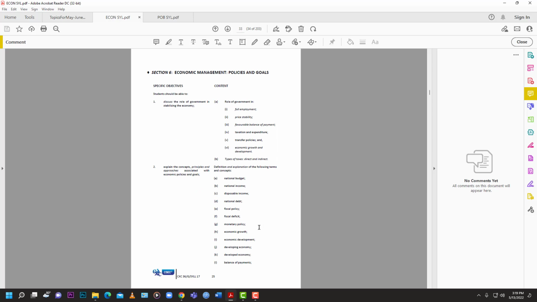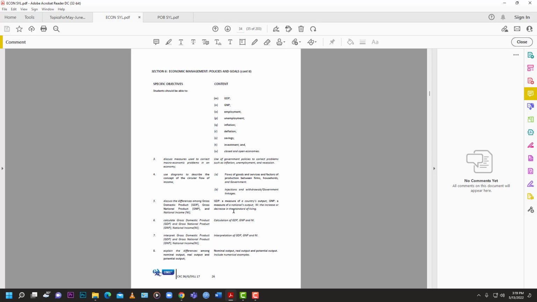Economic management and policies, of course, that one is in. And so you have to look at the role of the government. Learn to define these things: fiscal deficit, national income, GDP, inflation. You have to know what GDP is, what GNP is, the circular flow diagram, the injections versus the withdrawals. Learn to draw the diagrams matching those things. And of course, we have videos matching most of these things on the channel. So use the channel to understand further.